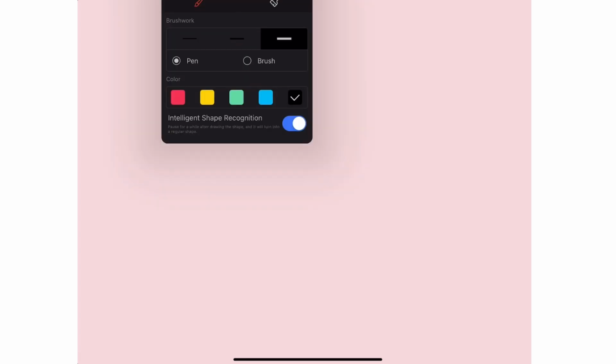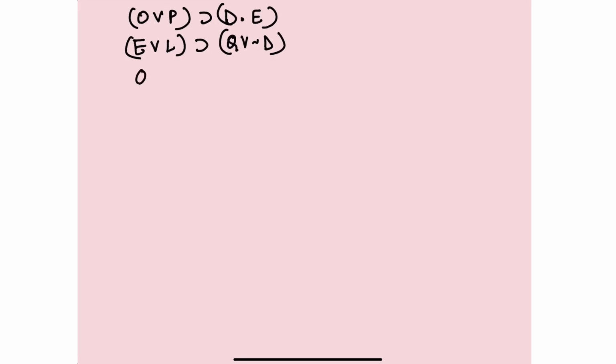So some of the questions are easy, but you might find some questions which are lengthy as well. So let's see this particular question. This question is a bit lengthy. O wedge P, and then horseshoe D dot E, and then next is E wedge L, horseshoe Q wedge negation of D. Next is Q wedge Z, horseshoe negation of O dot E. So this is your first, second and third.